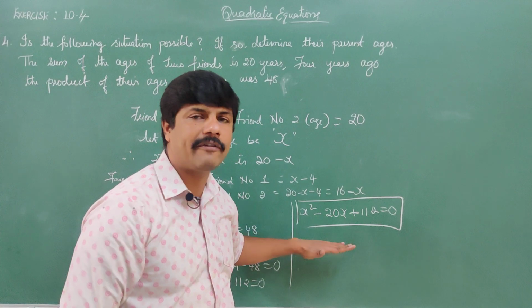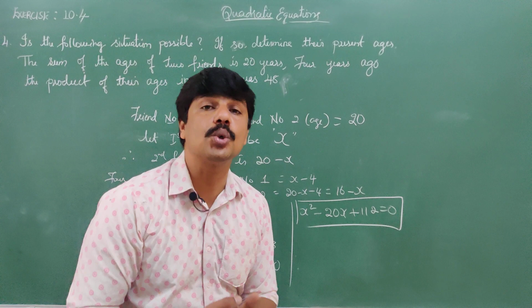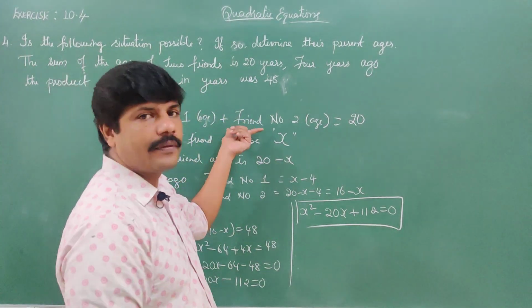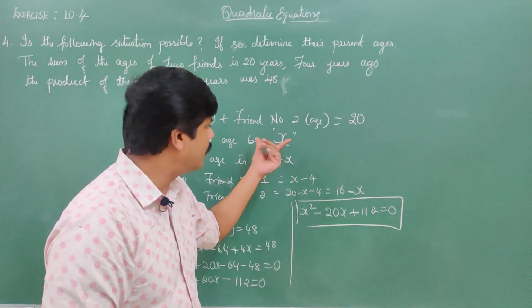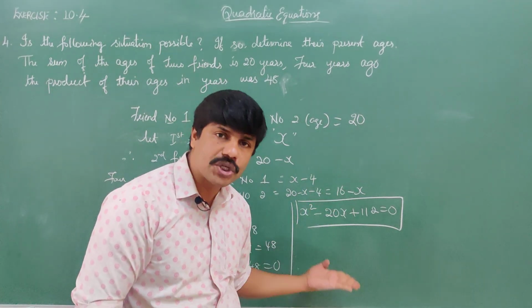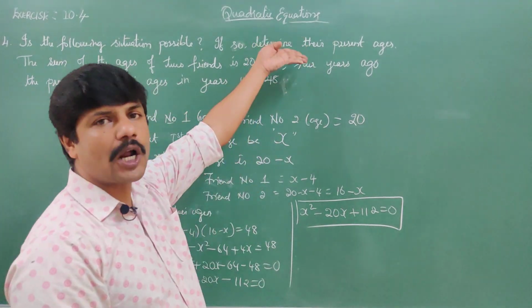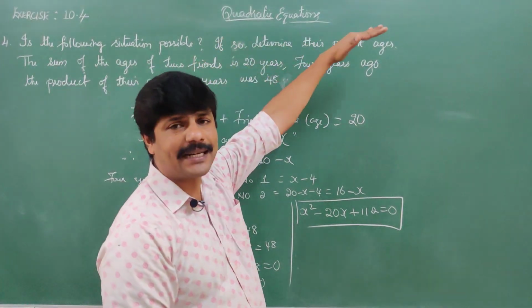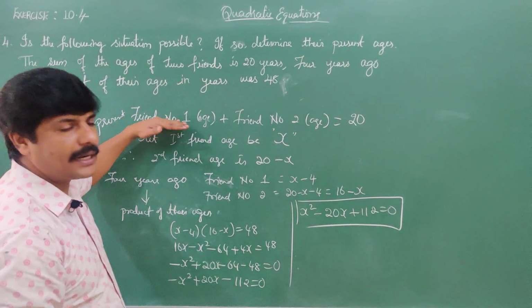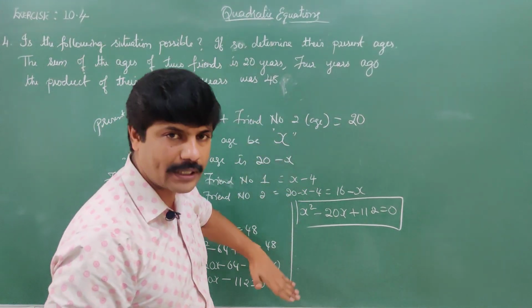Understand? Once you get the quadratic form, what is this x here in this quadratic equation? This x, the roots, are nothing but the ages. Here this x is nothing but the age of friend number 1 and friend number 2. If you know the age of friend number 1, then easily you will find friend number 2. So here the roots are nothing but ages. Understand? Now whether it exists or not, determine the present age. Here we have taken the present age of friend number 1 as x, and the present age of friend number 2 as 20 minus x. We have told that. Understand?